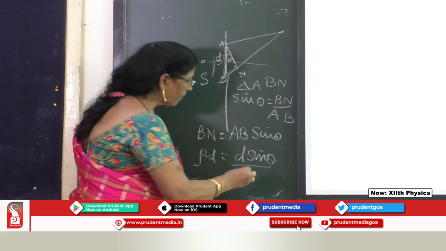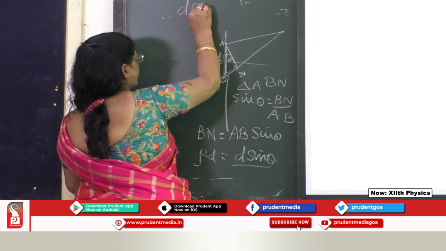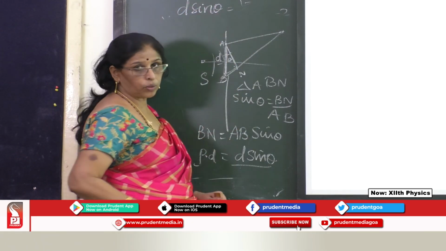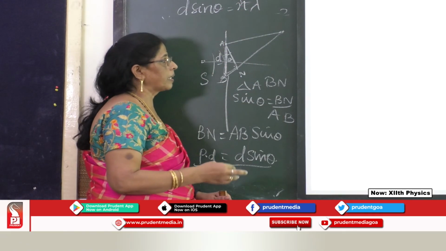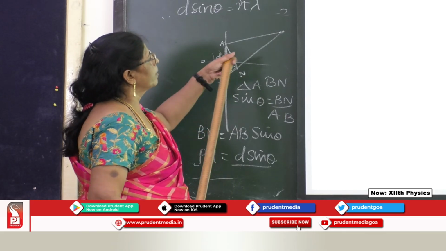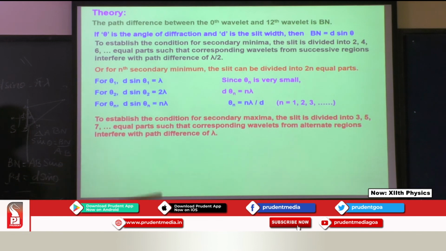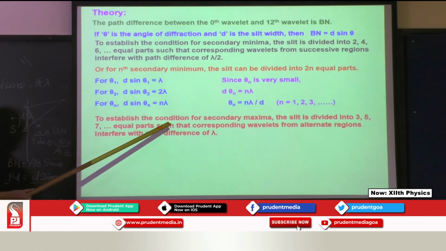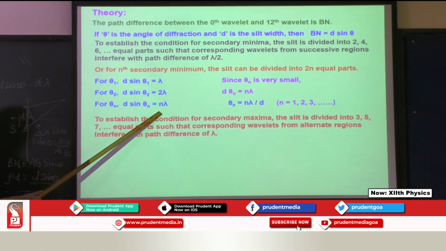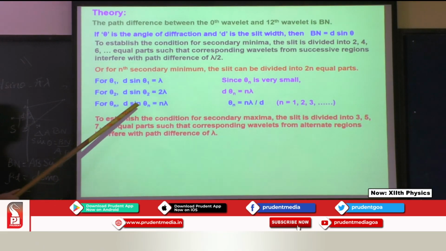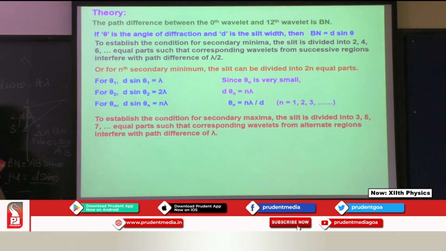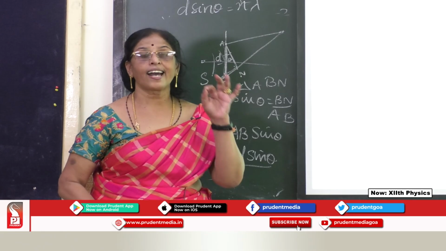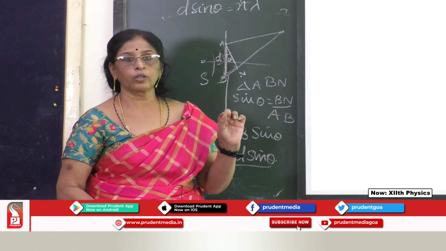Now, if this path difference d sine theta equals n lambda, whether it is lambda, 2 lambda, etc. For the nth secondary minimum, minimum means dark fringe, we get 1 lambda, 2 lambda, n lambda. So d sine theta n equals n lambda, or theta n equals n lambda upon d. This theta n is known as the angular width.